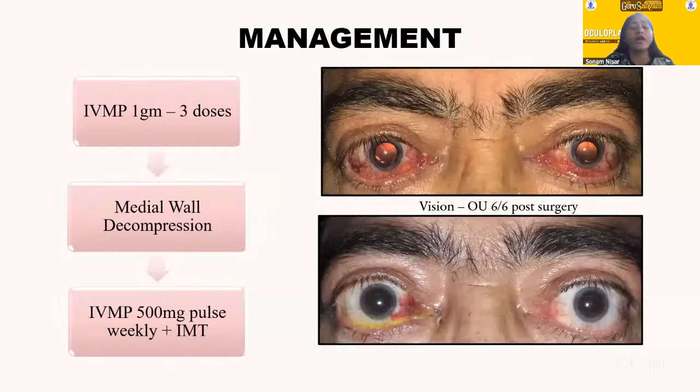And the muscles should lead to hyperintense signal. So the management for this is definitely 1 gram IVMP for 3 days, followed by a decompression. We treated this patient with IVMP pulse and immunomodulators. And here you can see the post-op result.